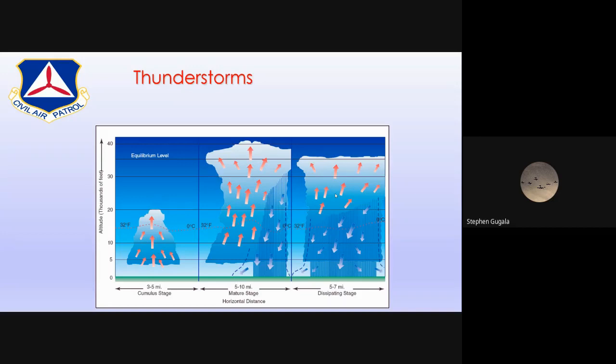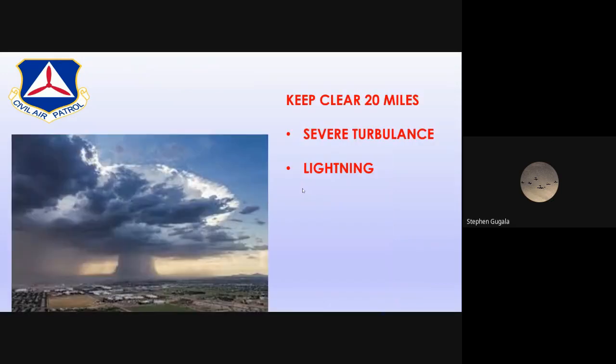And then finally, in the dissipating stage of the thunderstorm, all of these phenomena increase, especially the downdraft. Downdrafts can be so strong that they'll push the airplane directly into the ground. And we've got cases, specifically an American Airlines case that was an accident because they hit a microburst and ended up being smashed into the ground instead of the runway that they were trying to land on. Thunderstorms are not something to play with. As a result, we want to keep clear 20 miles from a thunderstorm.